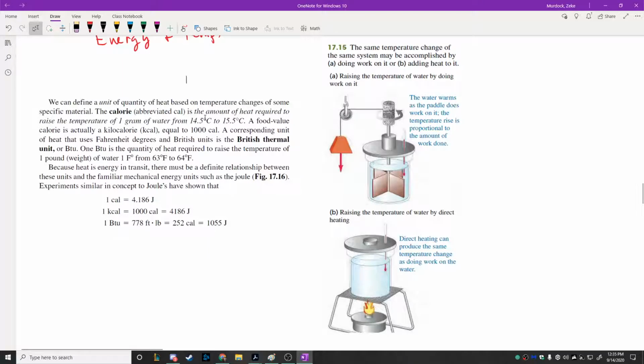All right, that's what a calorie is: the heat required to raise the temperature of 1 gram of water from 14.5 to 15.5 degrees Celsius. A food calorie is actually a kilocalorie. So what we will down here call a calorie is actually 1,000 calories.